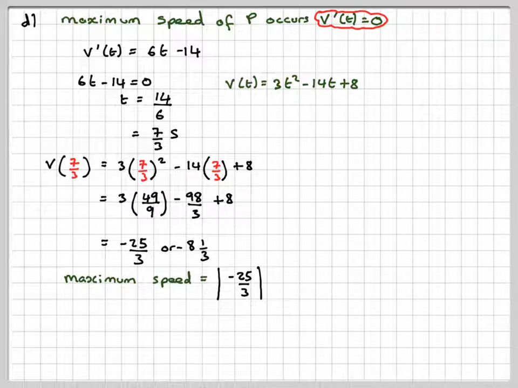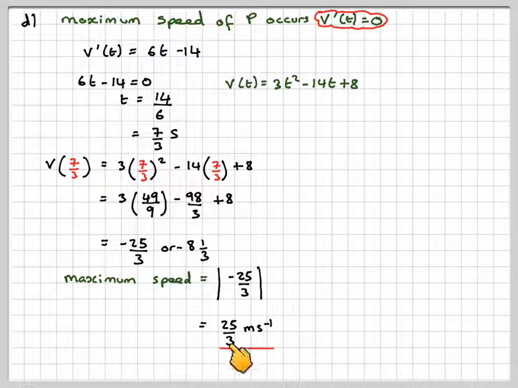The maximum speed is not negative. This is velocity. We want the speed. Speed is just the magnitude of the velocity. So we want the magnitude of minus 25 over 3, which is 25 over 3 meters per second.